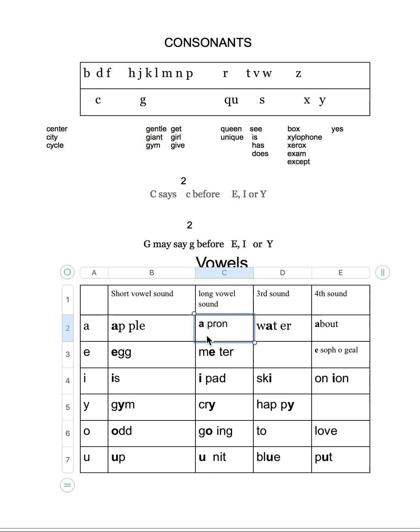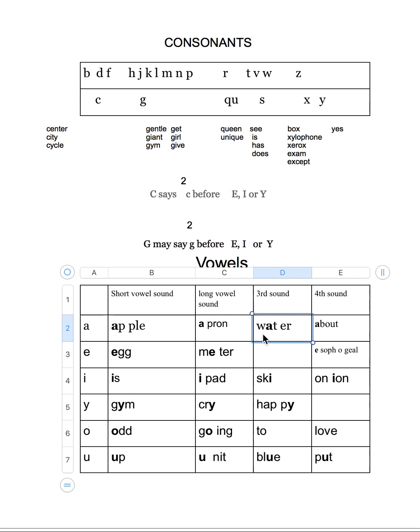How many syllables in apron? Apron, 2. A says A at the end of a syllable. The third vowel sound for the letter A is ah.